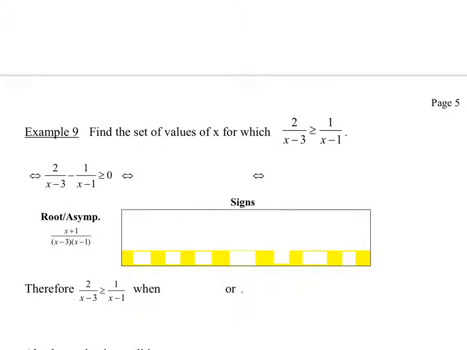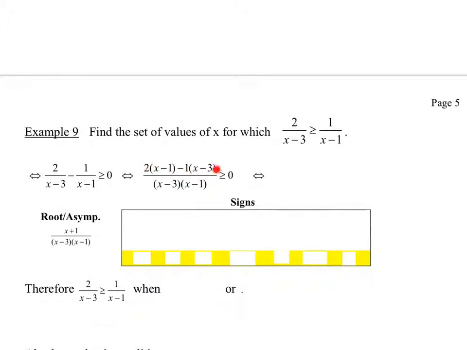Then we're going to need to try to put these together if possible. So we're going to need a common denominator here. That common denominator is going to be x minus 3 times x minus 1. Right, so we're combining these two fractions together to make one big fraction.